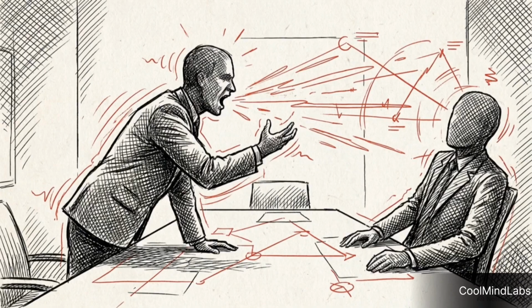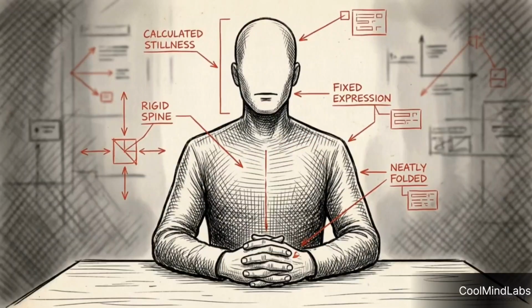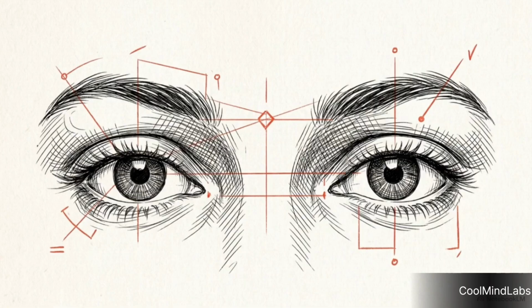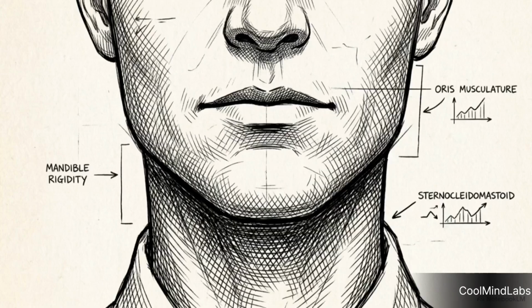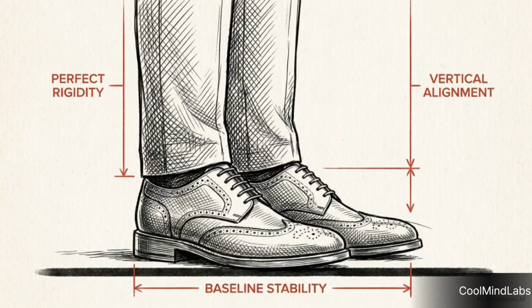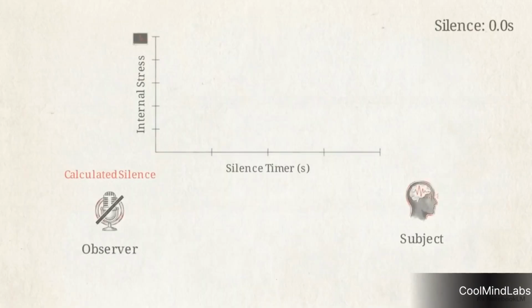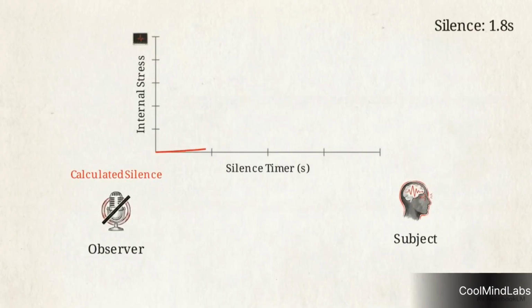Step 2 is deploying calculated silence. The technique involves asking a question and then, immediately after the subject finishes answering, completely withholding your response. Your physical execution must remain perfectly calm. Hold gentle, neutral eye contact. Do not nod or say a word, and do not shift your weight. Just look at them. This creates immediate, compounding psychological pressure.